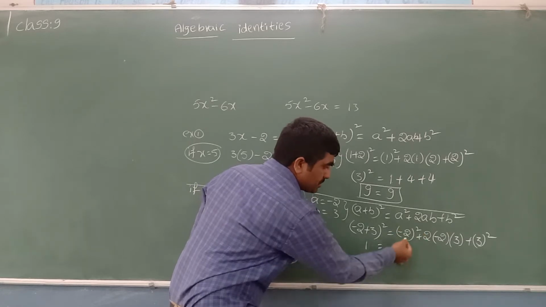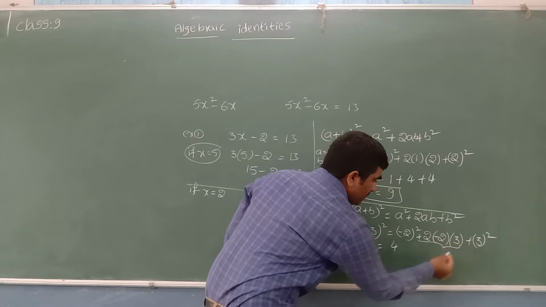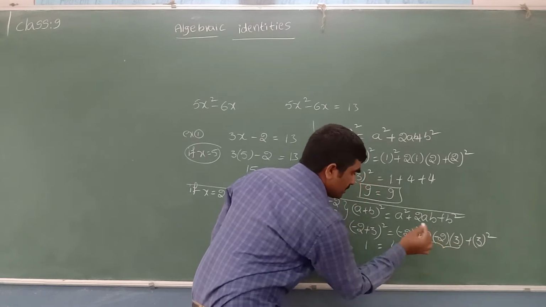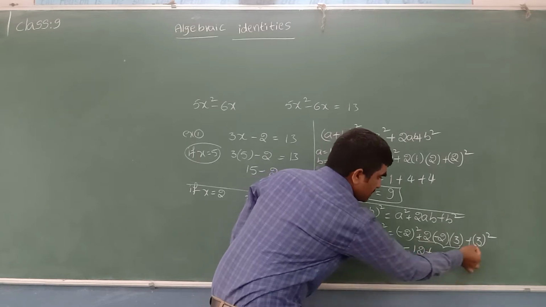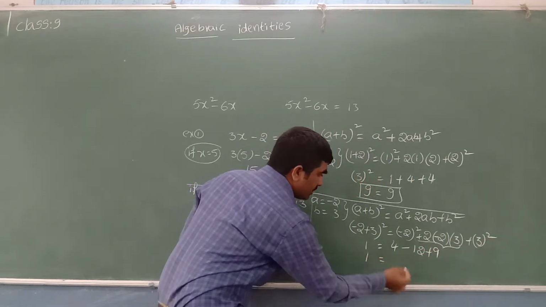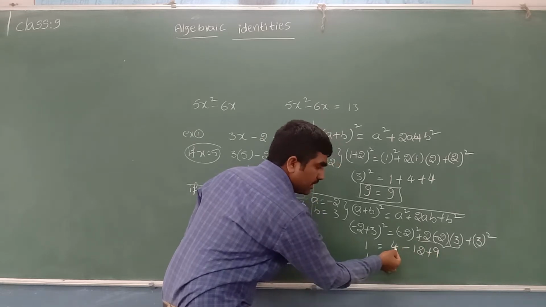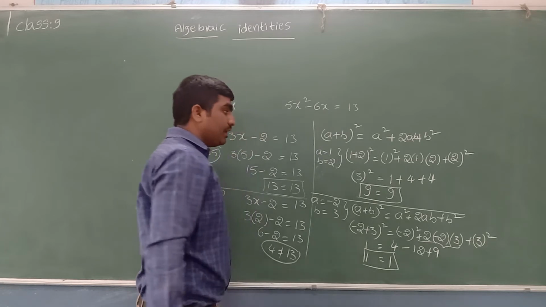Minus 2 whole square becomes plus 4. Multiply this completely: plus into minus 2 to the 4, 4 3s are 12, plus 3 square is 9. Let us simplify this: 1 is equal to 9 plus 4, 13, 13 minus 12 is 1, so 1 is equal to 1.